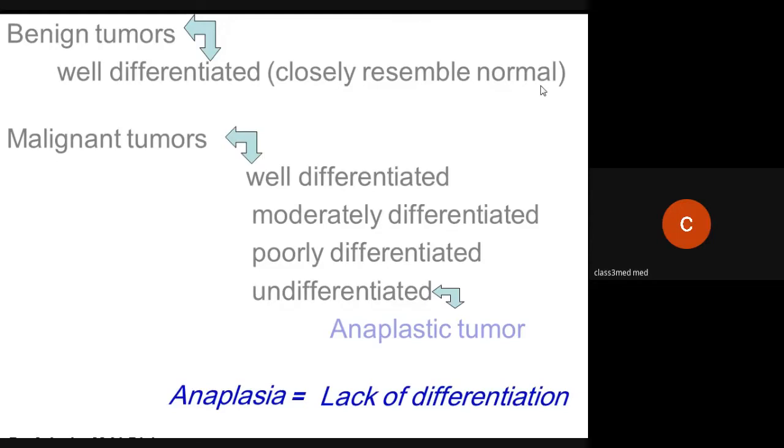So no similarity to any comparable tissue. Even when you use electron microscope or use immunohistochemical stains or markers, it's still anaplastic, undifferentiated. This is called undifferentiated tumor or anaplastic tumor. So anaplasia means no differentiation, complete lack of differentiation. And differentiation means what? A similarity to the normal. It is important to keep these terms in your mind.